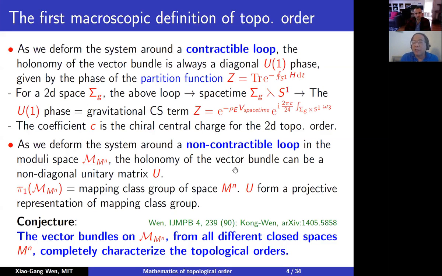Actually, in quantum Hall states, you can use this 2x2 mass matrix as a moduli space. And when you deform the mass matrix, you have deformed quantum Hall states. And so we can use this mass matrix to understand the vector bundle and all these notions.